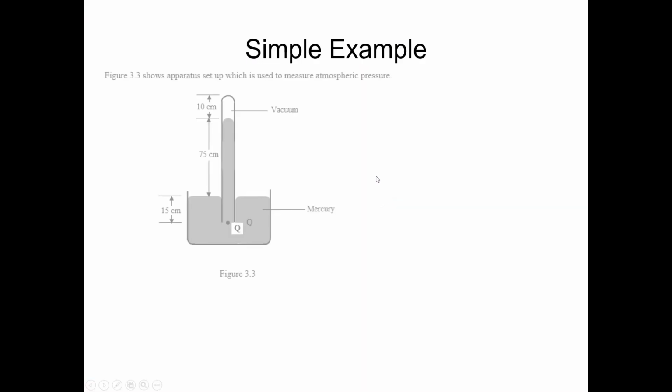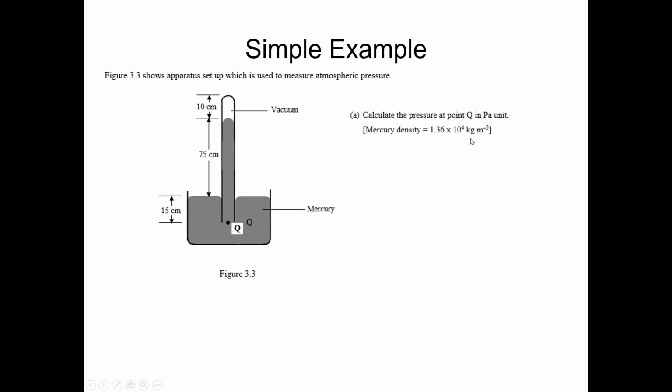Okay, sample example. Apparatus set up to measure atmospheric pressure. Okay, this is a barometer, a mercury barometer. You can see, calculate the pressure at point Q in Pa unit. Okay, we are given the mercury density. Solution. We find the h first. So adding 7.5 with 515, from here to here, only the mercury. And then we get the height. So we use the formula rho g h. This is g, this is h. Then we get 122.4 kilopascal.